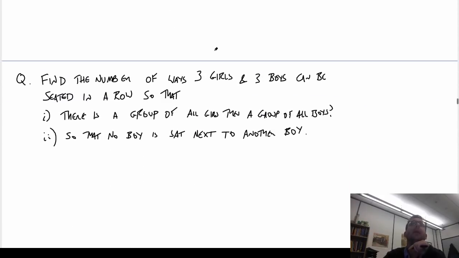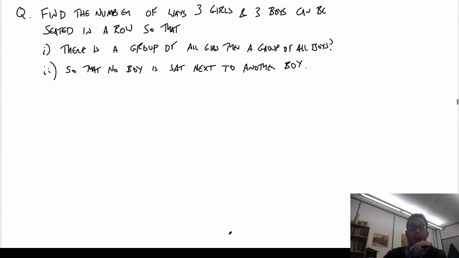Anyway, one more question that's similar in style to your computer test. Find the number of ways 3 girls and 3 boys can be seated in a row. Firstly, so that there is a group of all girls and then a group of all boys. And then second, so that no boy sat next to another boy. So let's answer that question.